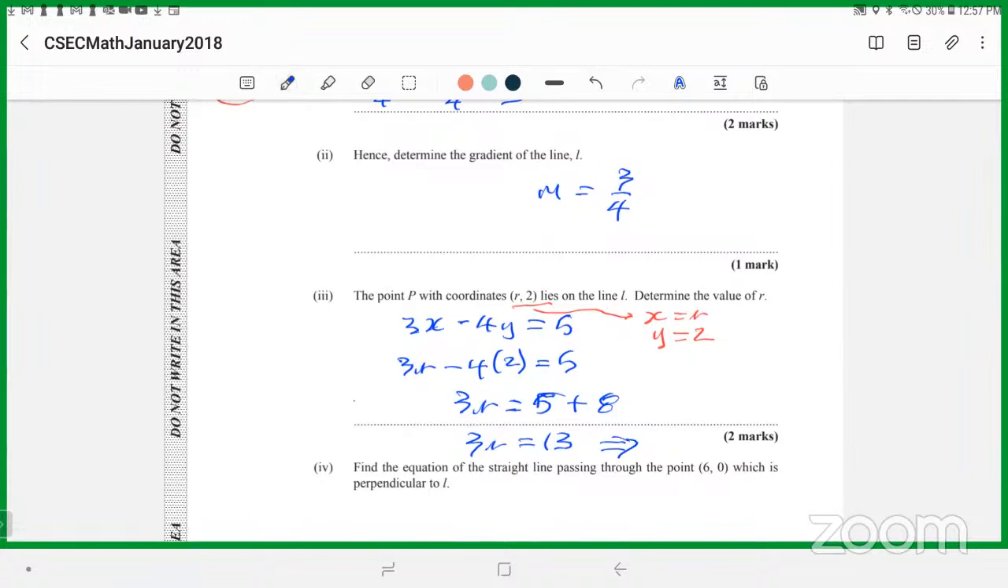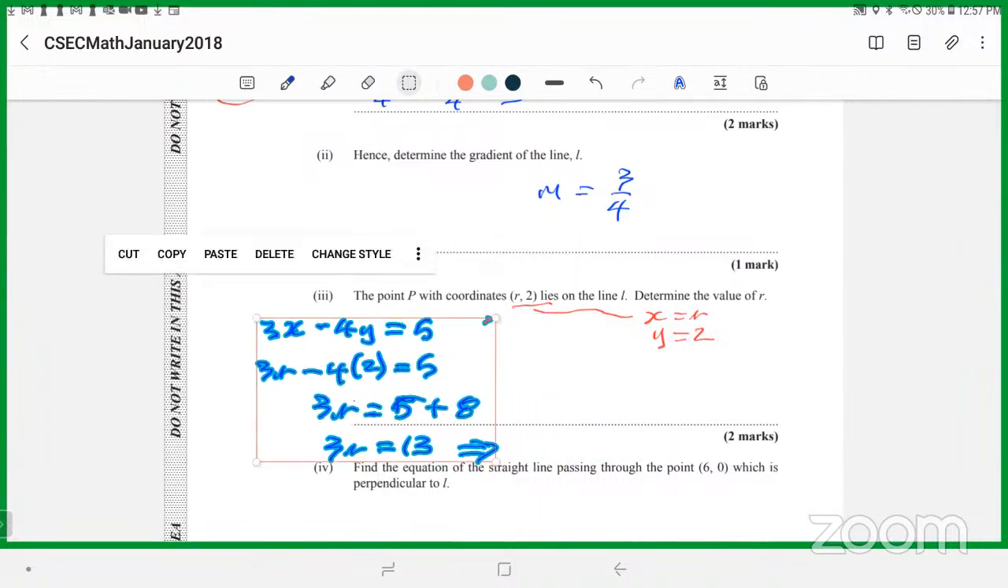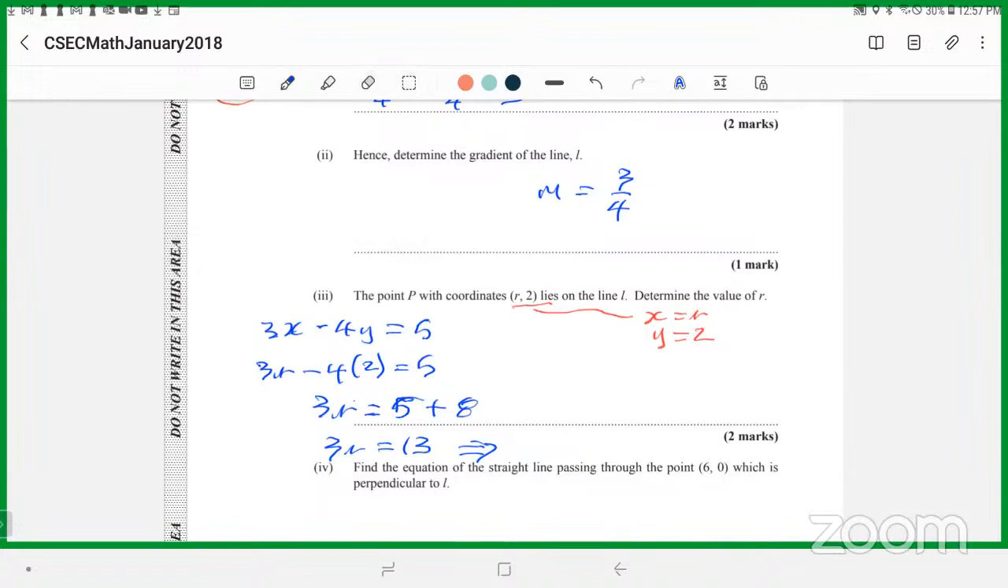Let me shift these over. I'm going to get from here that the r is equal to 13 over 3. 13 over 3, that is the r.